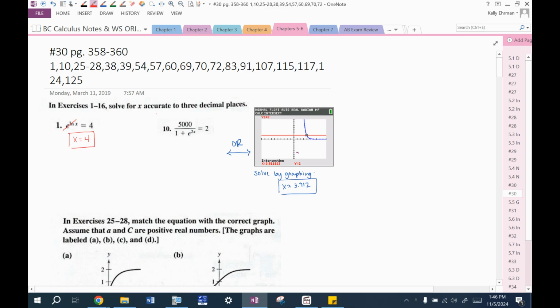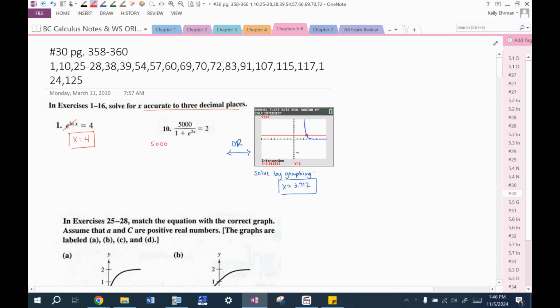For the second one, because this says x accurate to three decimal places, that tells me we're allowed to use a calculator. So you should just solve by graphing. For this one, I graphed on my calculator. I did zoom standard, just found the intersection point. But I do want to remind you how to solve this algebraically.